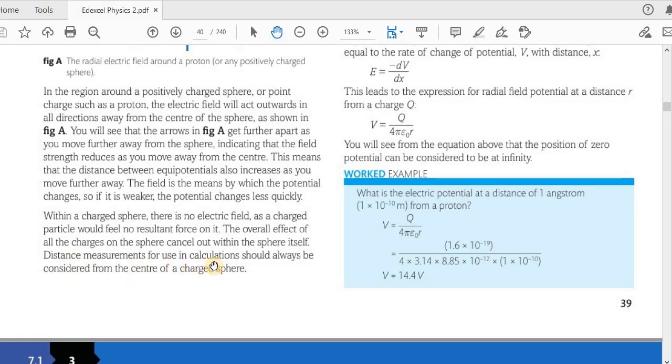Distance measurements for use in calculations should always be considered from the center of a charged sphere. So you don't take it from the surface of the sphere, you take it from the center of the sphere. You can note those 2 points down.